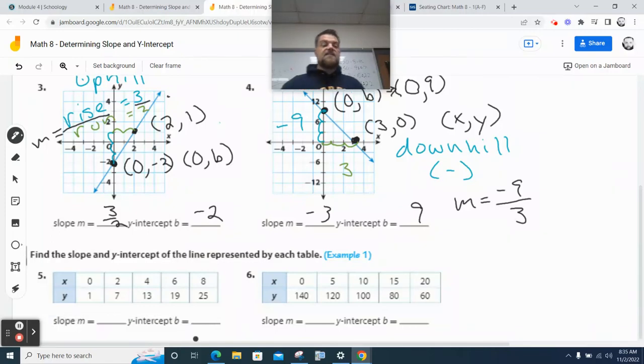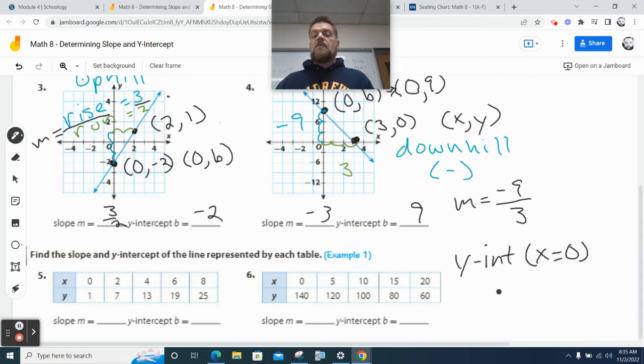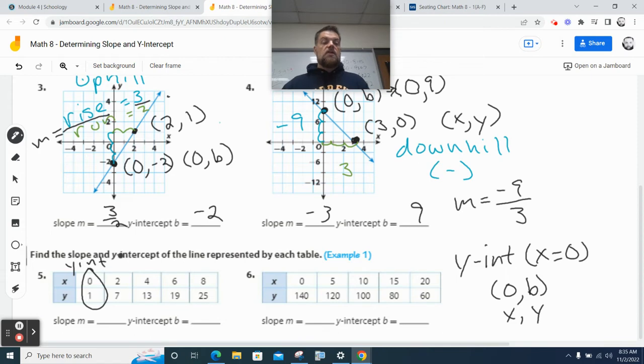So for problems 5 and 6, we still have coordinates, but we don't have a graph. So where does the y-intercept occur? Yeah, when x equals 0. And remember, it is (0, b). So my x value is 0 and the y value is b. So I go right here, boom, y-intercept. What is the y-intercept? (0, 1). Yeah, so b is 1, right? See how that works? Yep.